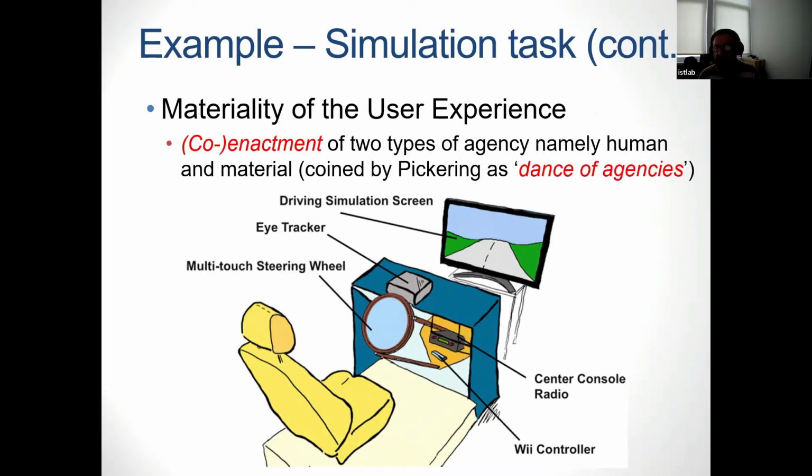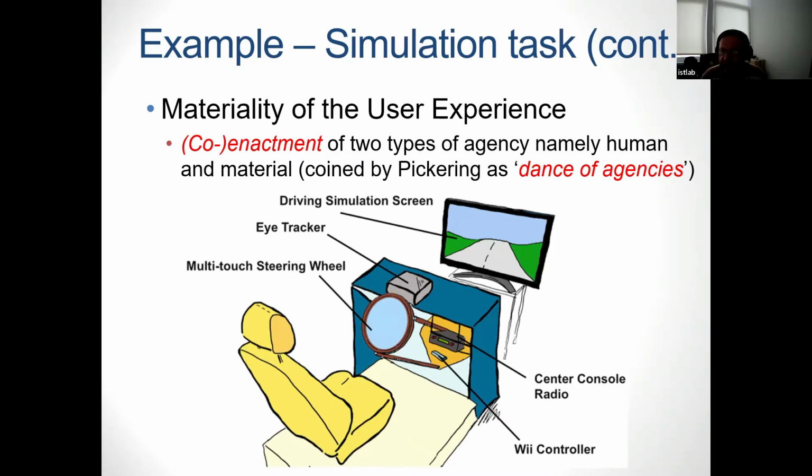And once this is done, then of course, by enacting human and material agency, you have the result of a simulation task. You collect data which will be useful for your F1 driving team experience in view of a Grand Prix. Let's make a hypothetical example.